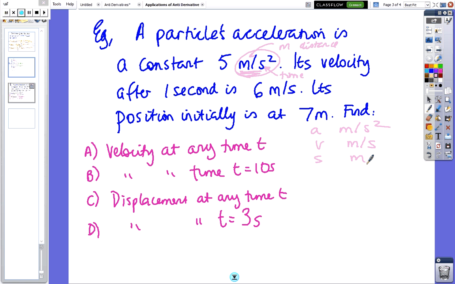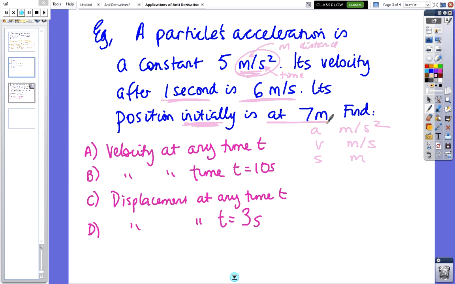Its velocity after 1 second is 6 meters per second, so we're going to use that to help us find the value of the constant. And its position initially is 7 meters. Initial means time equals 0. We'll come back to that. So this number here will help us find the value of the constant.